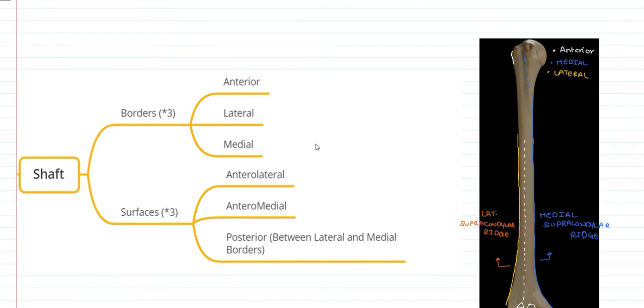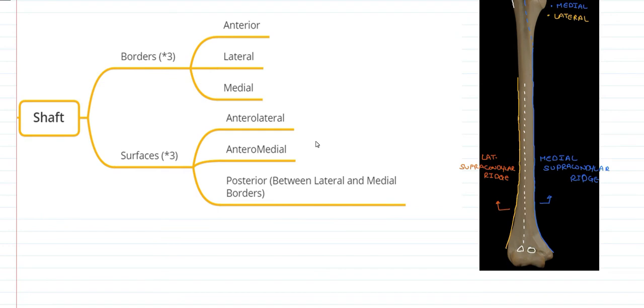Next, we will discuss the surfaces of the humerus. Regarding the anterolateral surface and the anteromedial surface, we will discuss them in the part on the muscular attachments of the humerus.